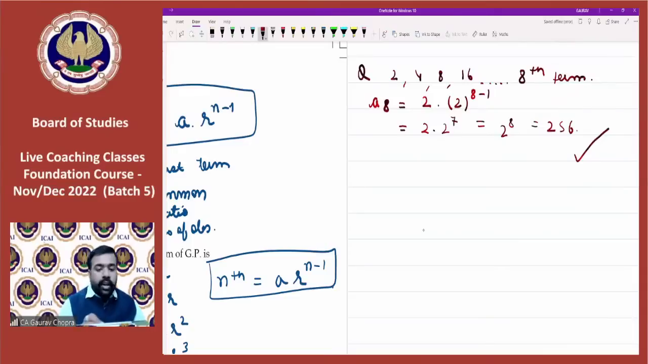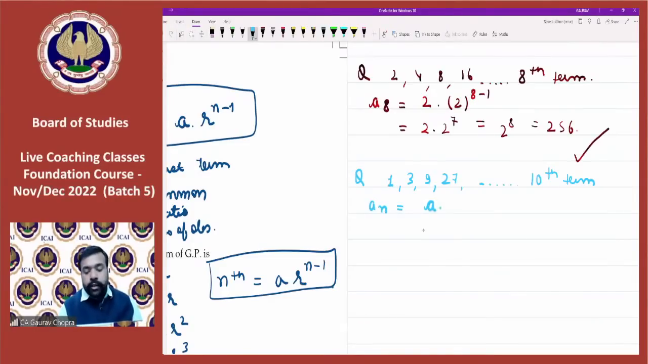Let us try one more question. This time the series is 1, 3, 9, 27, and so on, and we have to calculate the 10th term of the series. So what is the formula? An is equal to a multiplied by r to the power of n minus 1. First of all, the first term: 1 is the first term.